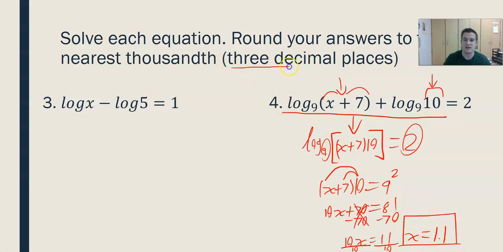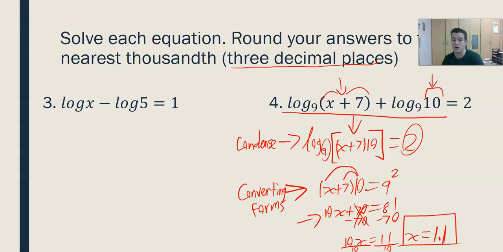It says round to 3 decimal places. I only have 1, so I just need to round 1.1. So take note of all the tools that I use there. Right here, I use my logarithm property of condensing logarithms. To go to this stage right here, I used converting from logarithm form to exponential form. And then here I used the basic rules I already know about solving an equation. Bunch of tools that I already have in my tool belt just combined in one problem.